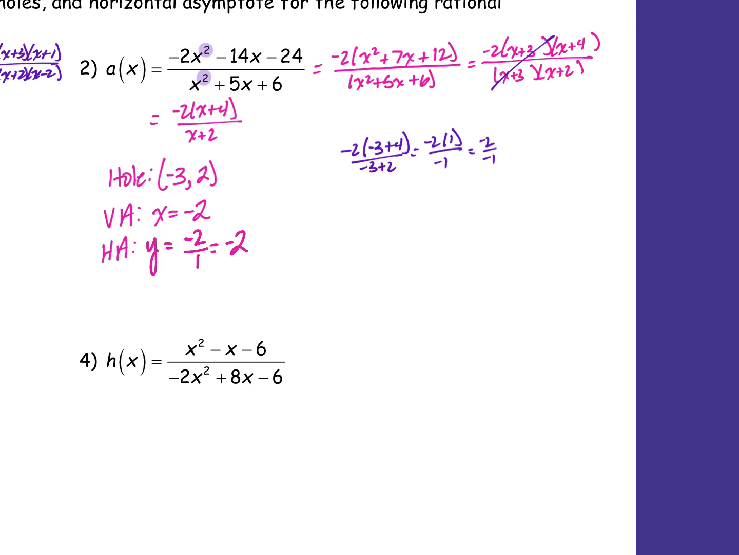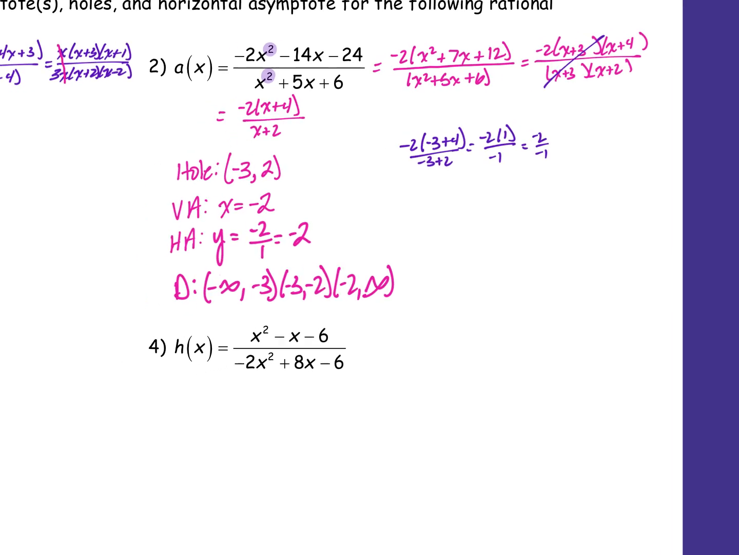Okay, awesome. And then my domain, are there any questions on that? Does that make sense? A little bit more sense now, Paige? Okay, great. And then my domain is just my hole and my asymptote, so negative infinity to, let's see, negative 3 would be first. And then negative 3 to negative 2, and negative 2 to positive infinity. Okay, any questions? Are we okay? Home? Here?